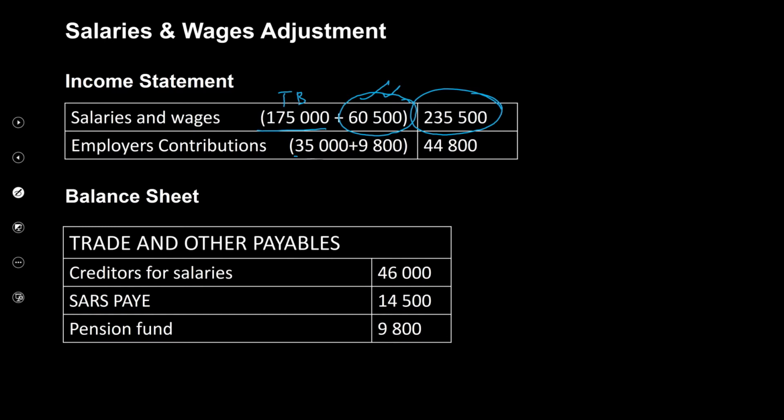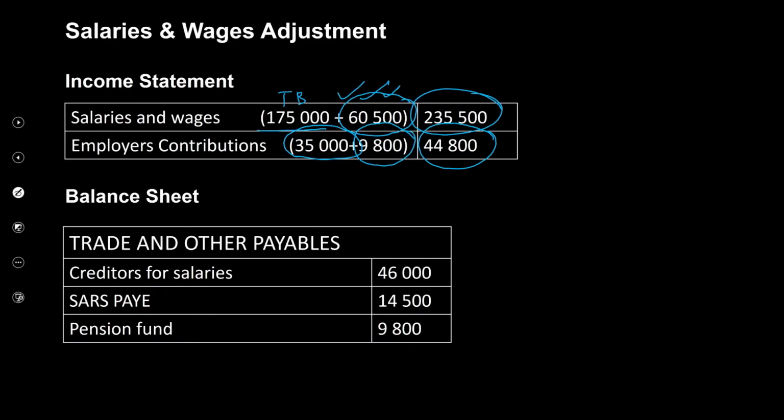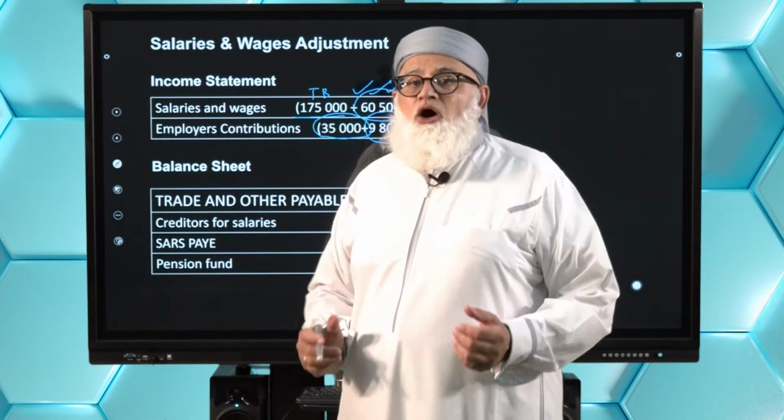Now you go to employer's contribution. You have the 35,000, again, trial balance figure, plus the employer's contribution for the one employee was 9,800. Add it, gives you 44,800. So what's my double entry? Debit salaries, which I did. Credit my liabilities. Which are my liabilities? I credit creditors for salaries, and I credit my PAYE, right? SARS PAYE. Those were my two in respect of the gross salary of the employee.